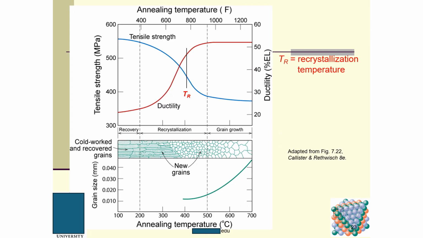So this is the annealing temperature. Here is the tensile strength. This is recovery, this is recrystallization, and this is grain growth. For this cold worked and recovered grain, here is the new grain, and here is the grain growth. You can see the grain size going up and up.